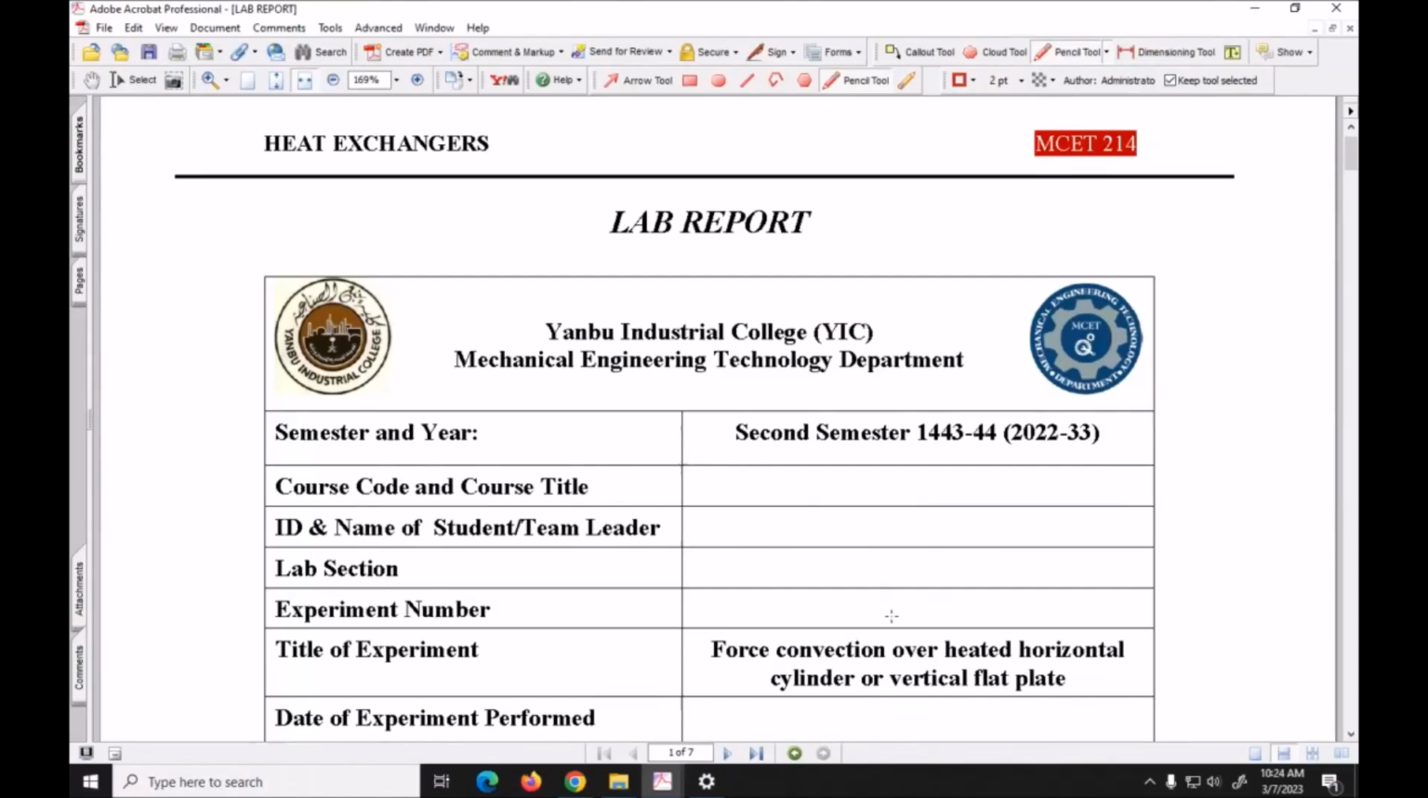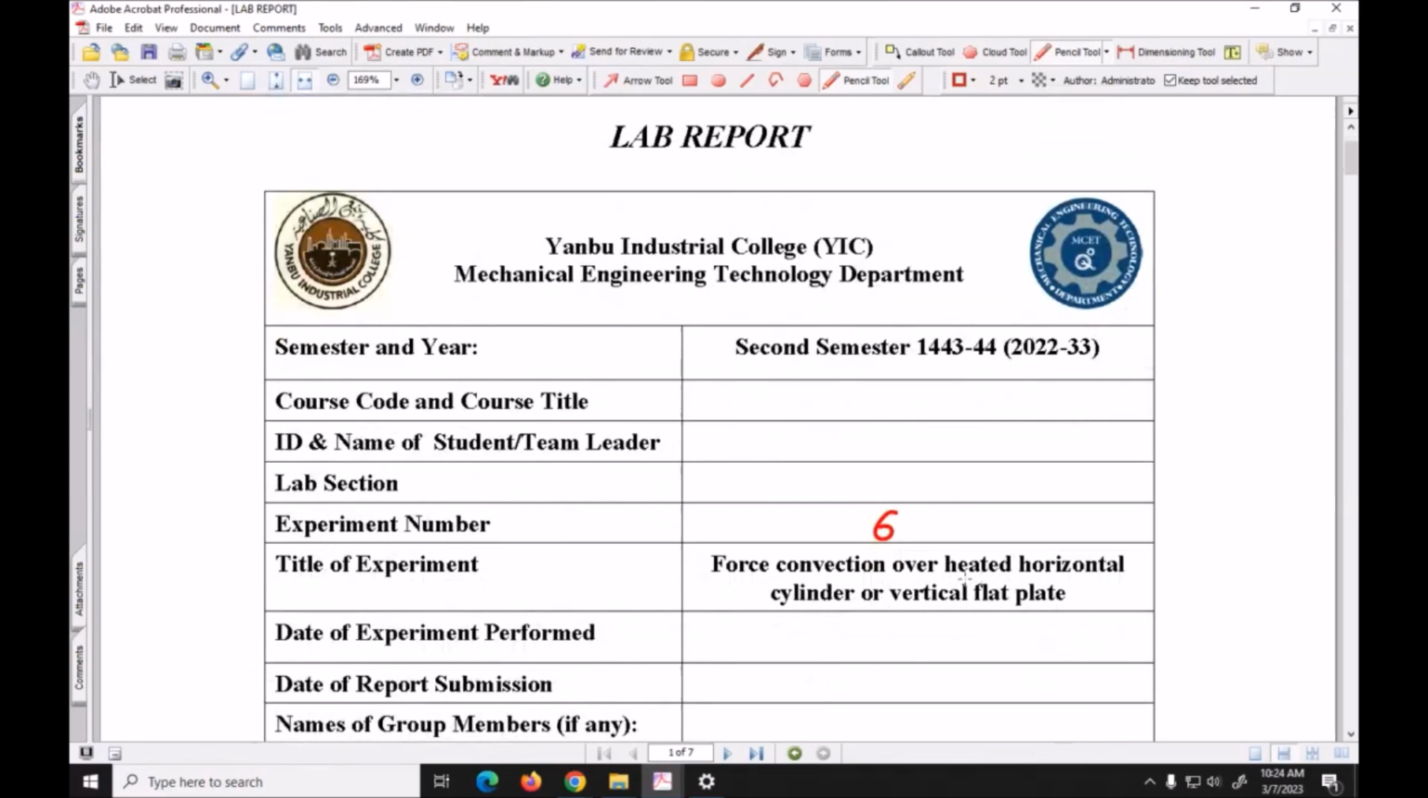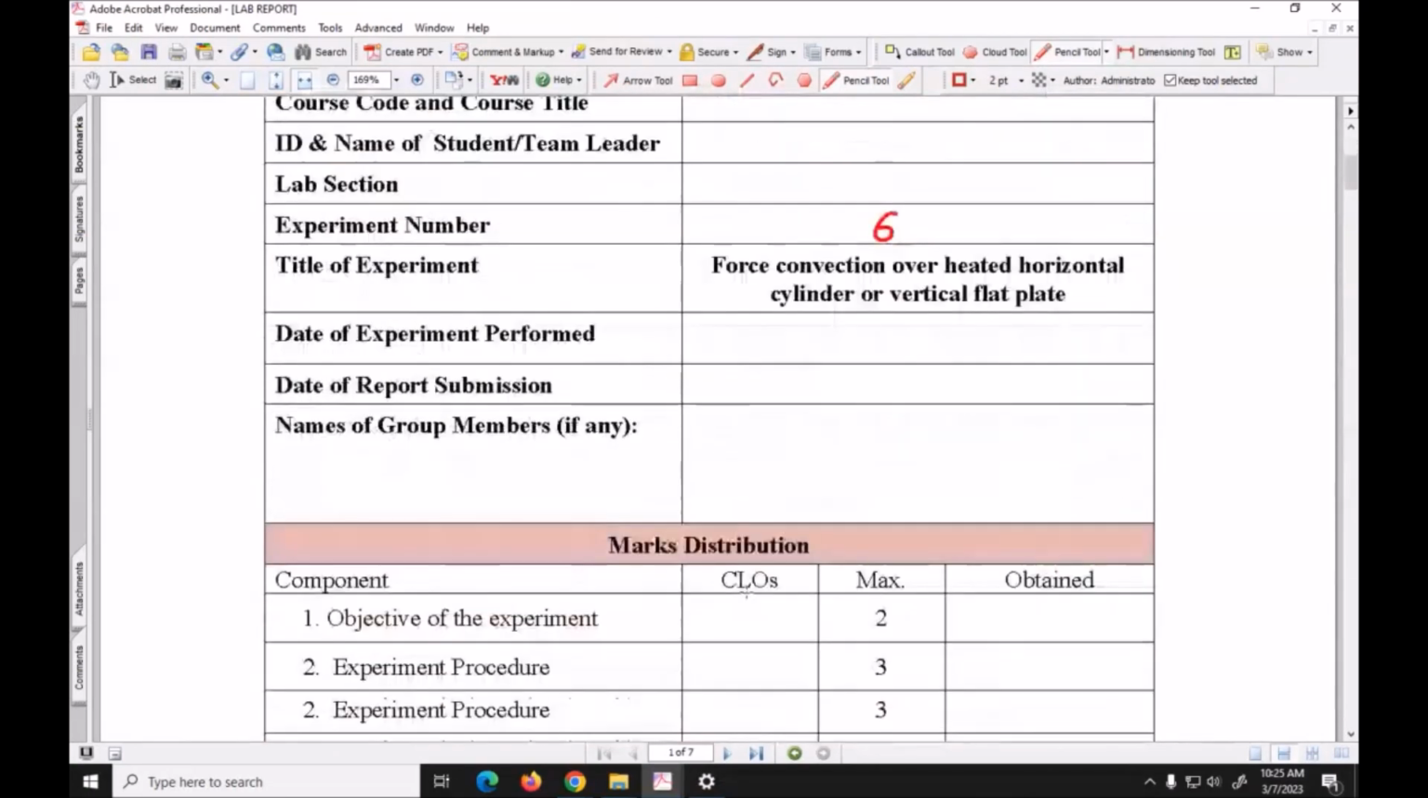This week we are going to start experiment number 6. Okay. Forced convection over a heated horizontal cylinder or vertical flat plate. So we have two applications, one heated horizontal cylinder and another vertical flat plate. We have two different pieces of equipment, and we will make two groups and do this experiment.